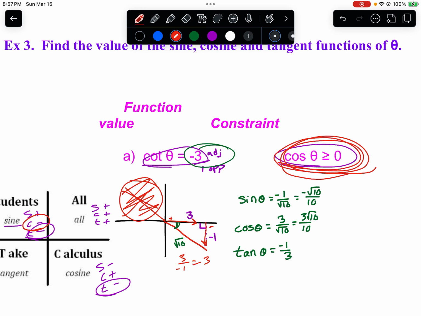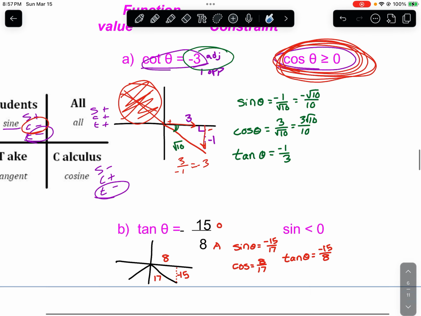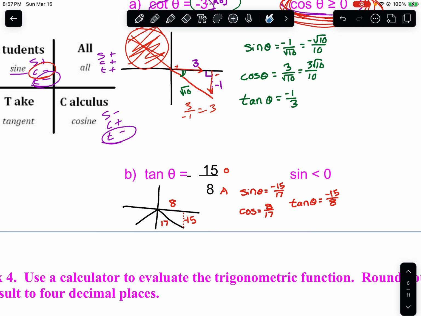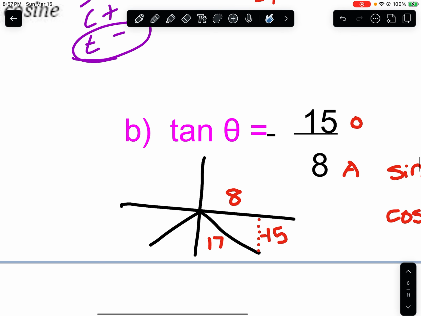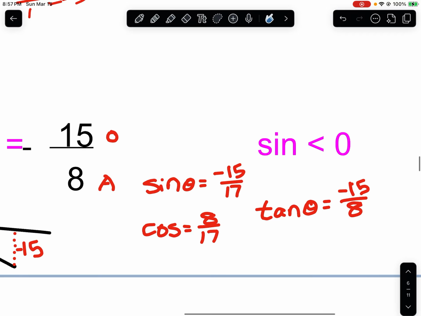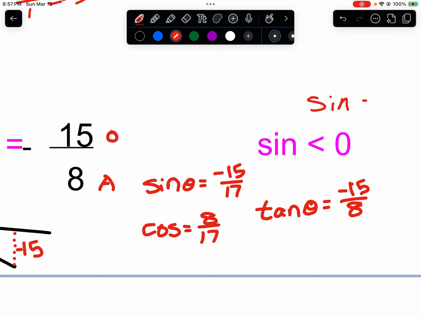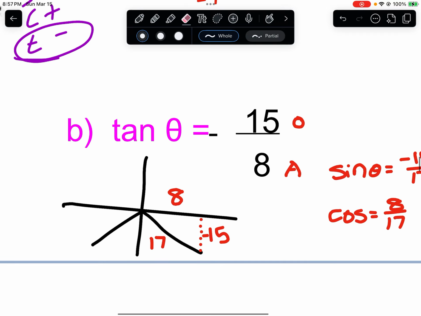Okay, so the weird part is that extra condition of, what do we need here? Which quadrant are we specifically working in this scenario? So we look at something very similar. We've got tangent is equal to -15 over 8, and then we're given that sine is less than 0, so that means sine is negative.